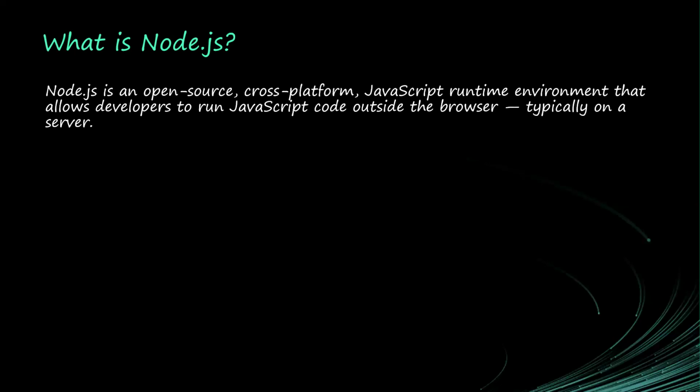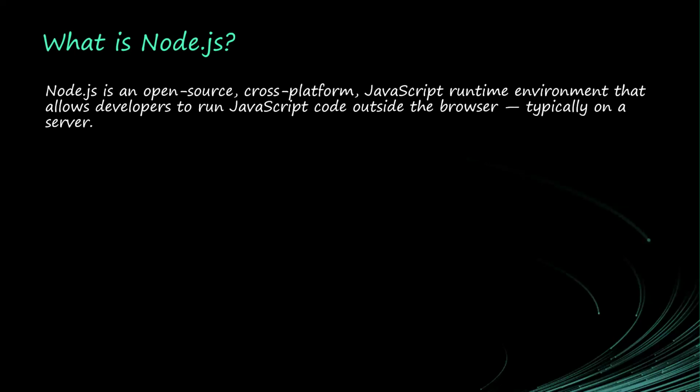So JavaScript runtime environment means that this is an environment that is used to translate or interpret JavaScript code to something that the machine would understand, to the machine code. All right. So it allows developers to run JavaScript code outside of the browser. Traditionally, JavaScript is run on the browser before the development of Node.js. Now, with Node.js, we can run JavaScript on the server, not only on the browser anymore. We can run JavaScript on the server now.